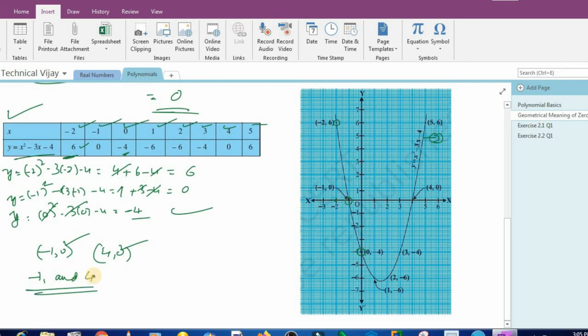So now we have understood the geometrical meaning of the zeros of the polynomial. The zero of the polynomial is nothing but the value at which the curve touches the x-axis, for a polynomial in the variable x. Please mind it. Solve some of the exercises so that we can understand better.